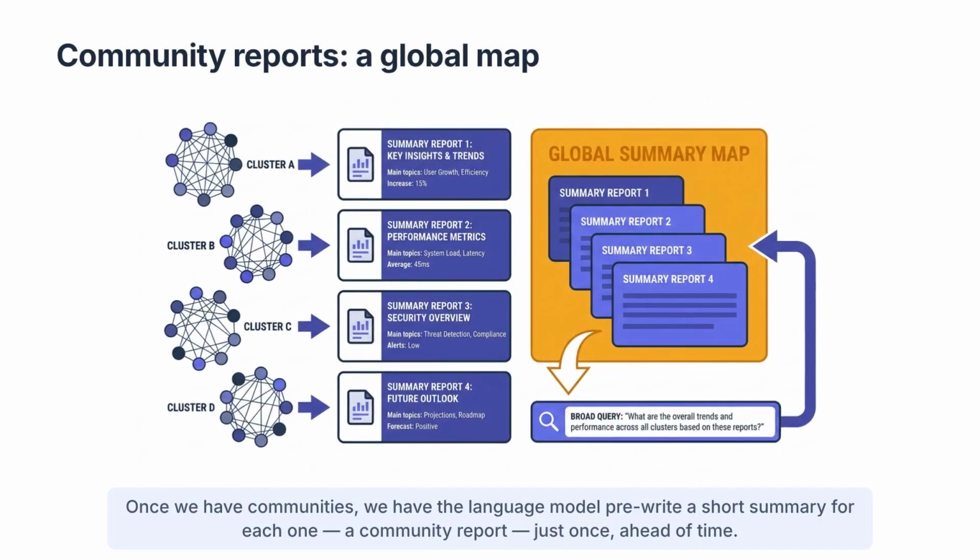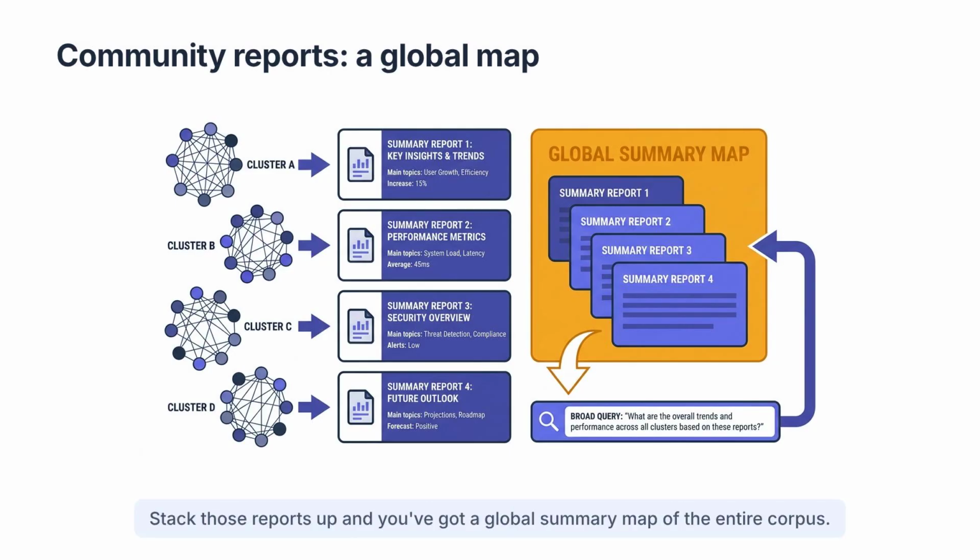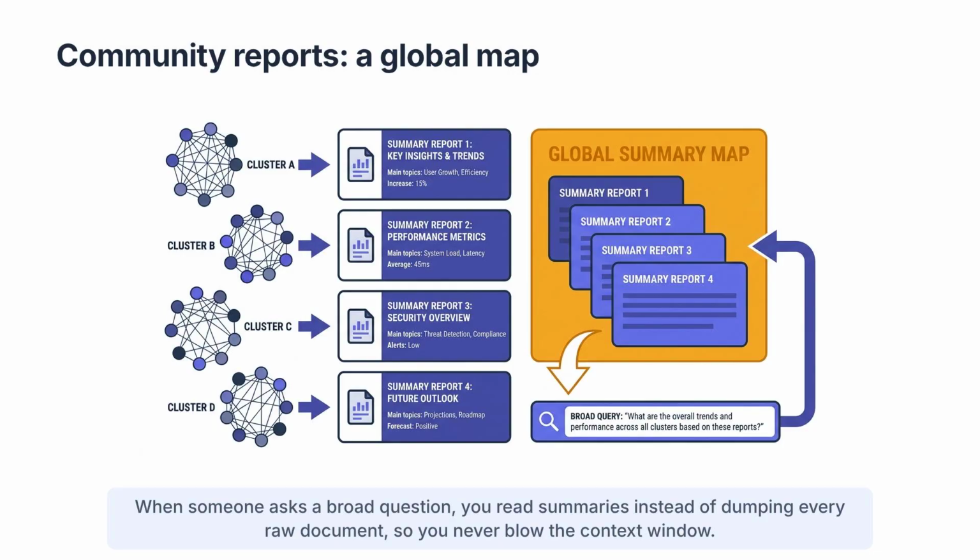Now the payoffs. Once we have communities, we have the language model pre-write a short summary for each one, a community report, just once ahead of time. Stack those reports up, and you've got a global summary map of the entire corpus. When someone asks a broad question, you read summaries instead of dumping every raw document, so you never blow the context window.